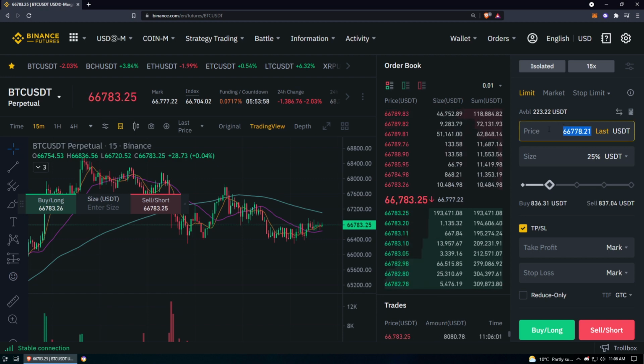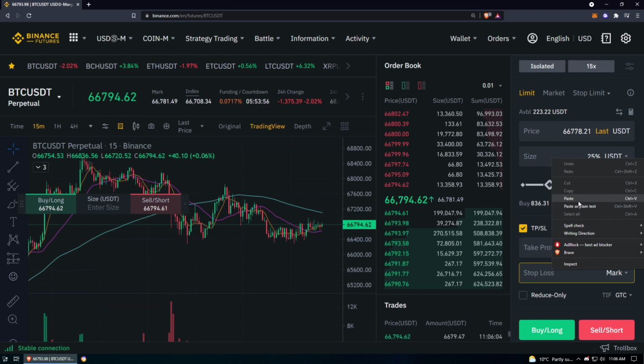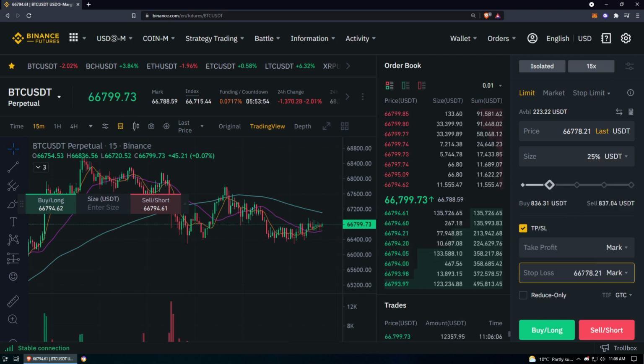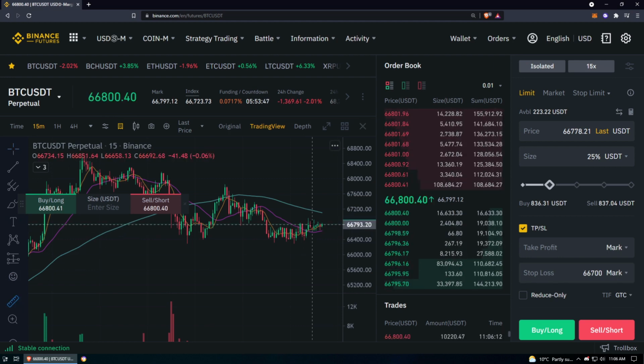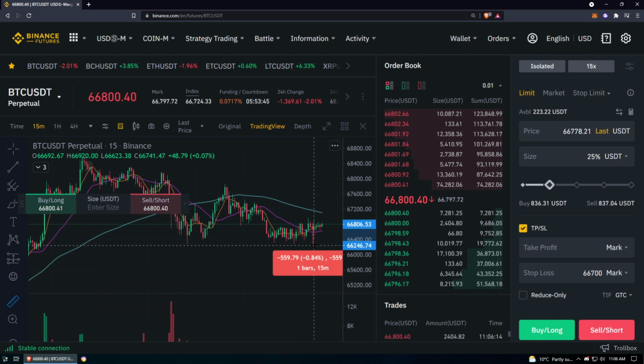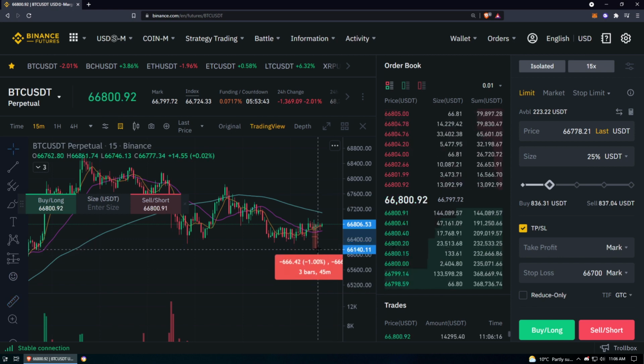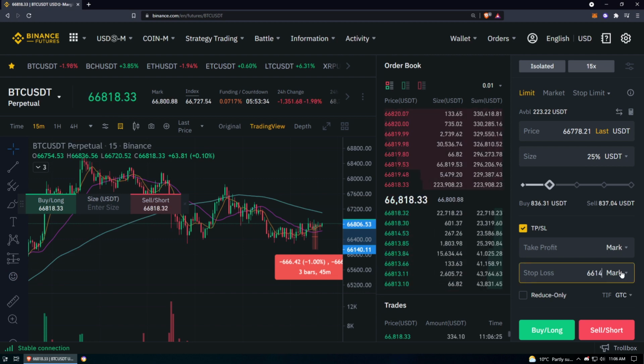So let me copy the mark price that I've put in, and as for the stop loss, I will use something similar, but just put it not at 778, but I'll put it at 66,700. And obviously you can just go like this. You can see the mark price go down, for example, 1%. What price is 1%? 66,140. So I'll actually do that for the stop loss, 66,140, and that is a 1% loss.